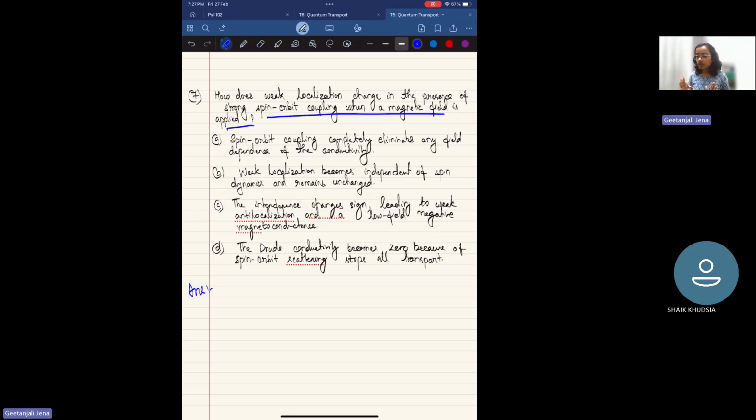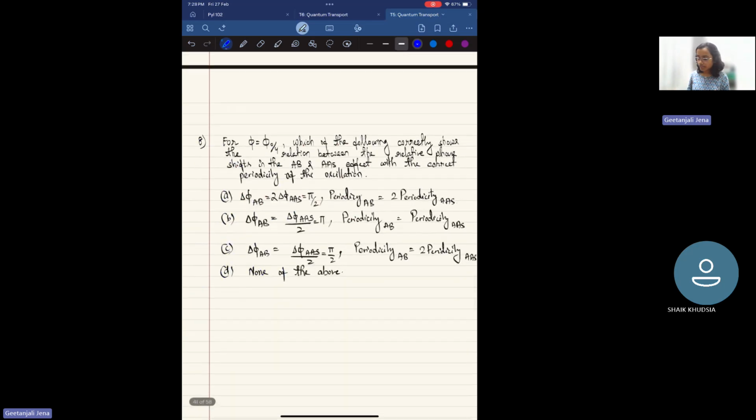So you have weak localization, but there is strong spin orbit coupling in the presence of a magnetic field. If you recall, there will be anti-localization. Yes, option C is correct. So we'll see that the conductance will now increase because the interference changes sign. There won't be any constructive interference. There will be destructive interference, and there is a lifting of weak localization.